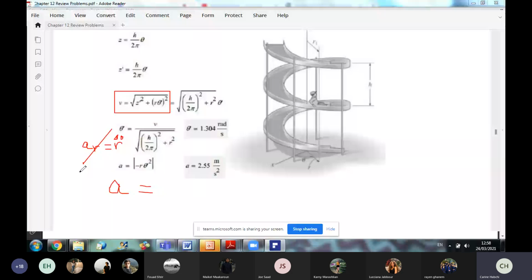Now, concerning acceleration along z, acceleration along z is z dot dot, okay? But let us check together what was z dot. Z dot was h over 2 pi times theta dot. And they said here that v is constant. Because the speed is constant and theta dot is a function of the speed, then theta dot will also be constant. So here, as you can see, theta dot is a function of parameters, and all these parameters are constant. V is not changing, r is constant, and h is the same.